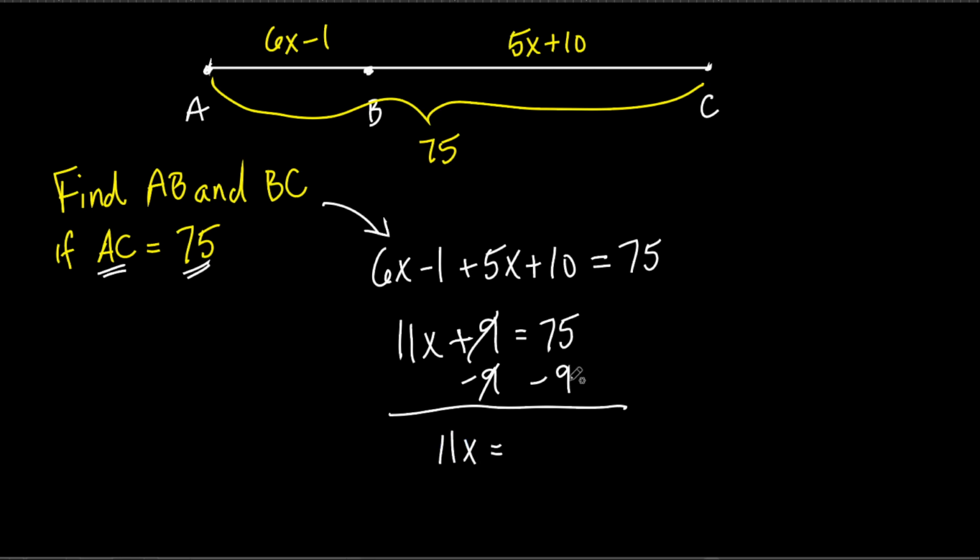What are you left with on the left? 11x. And what do we have right here? 66. So 75 minus 9 is 66. One more step and we're not done, but we're getting closer. So how do we get rid of the 11? Because it's being multiplied, right? We always do the opposite. It's being multiplied, so we get rid of it by dividing. Divide both sides by 11, so x is 6.